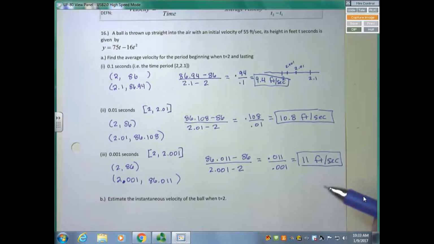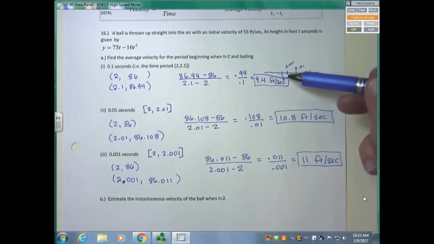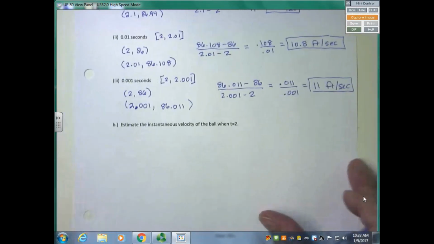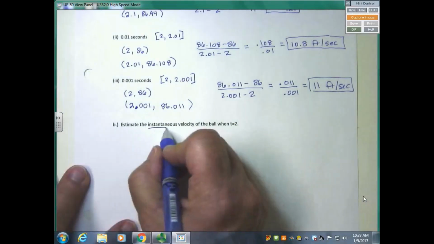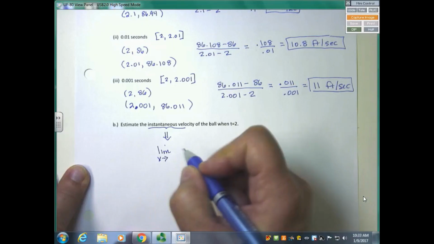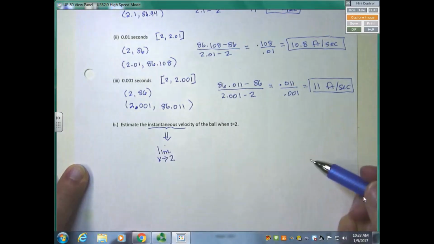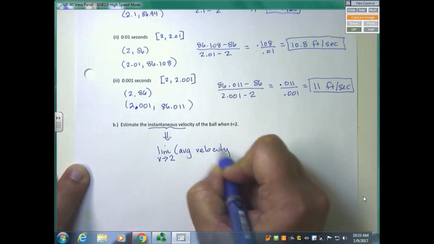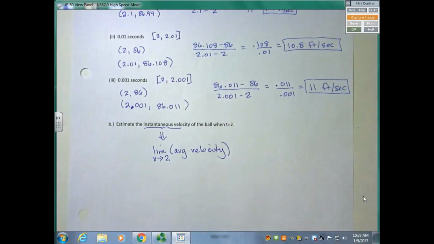All right. Remember the table we did before was 0.9, 0.999, and then we got 1. As we got close to that point, what we're getting close to is the limit. So we can easily see that when we get closer to 2, we're getting closer to 11 feet per second. The last part says estimate. I want you to remember that instantaneous is the limit as x approaches 2, our time, of those average velocities. That's what we're doing here. It doesn't say it, but that is what we're doing for instantaneous.